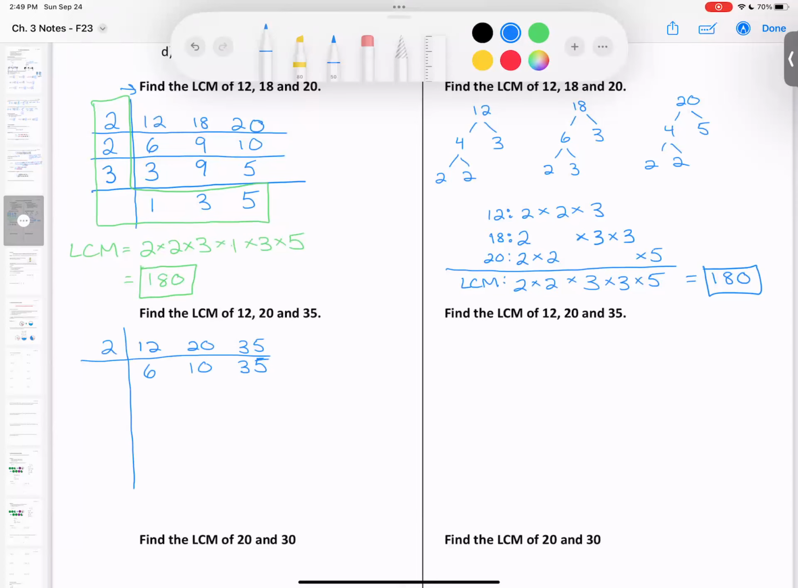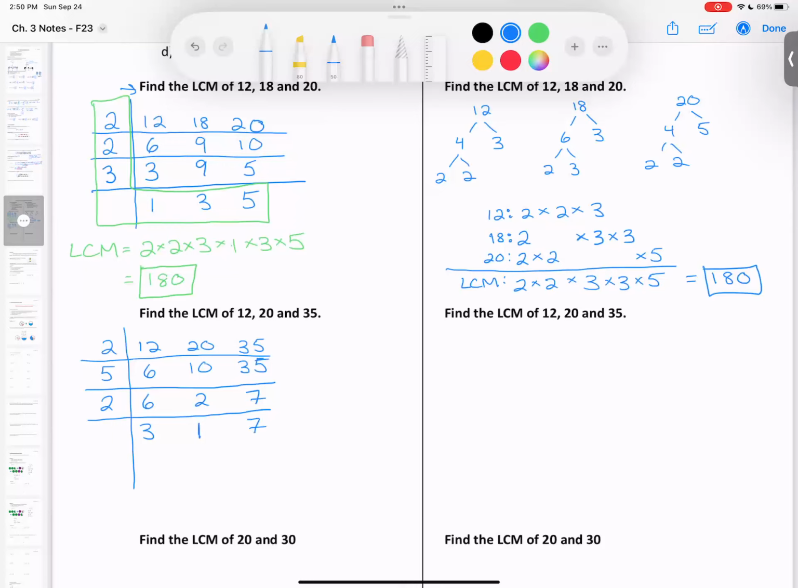And I'm noticing I've got a 10 and 35. Both of those are divisible by 5. So let's take out that 5. The 6 just comes down. 10 divided by 5 gives me 2. 35 divided by 5 gives me 7. Now I've got a 2 in common to the 6 and 2. So let's write that one out. That gives me 6 divided by 2 gives me 3. 2 divided by 2 gives me 1. Sorry, I said that wrong. 2 is not divisible into 7. And so I'm going to just write down the 7.